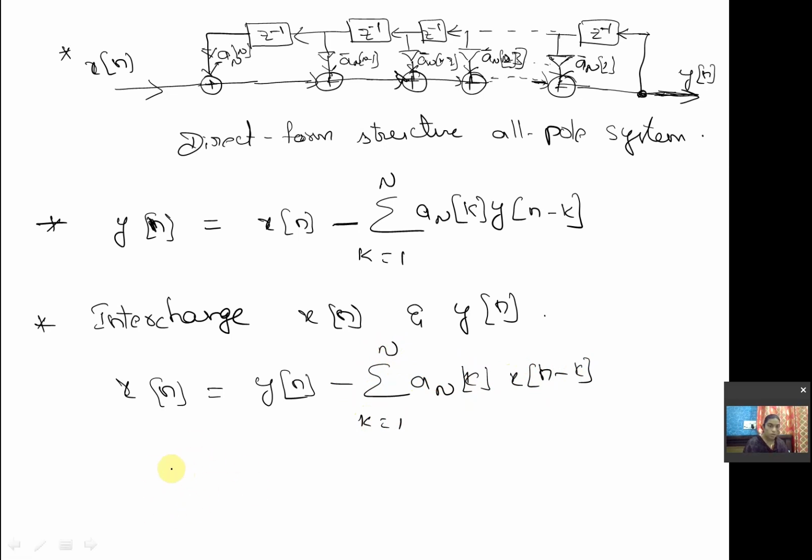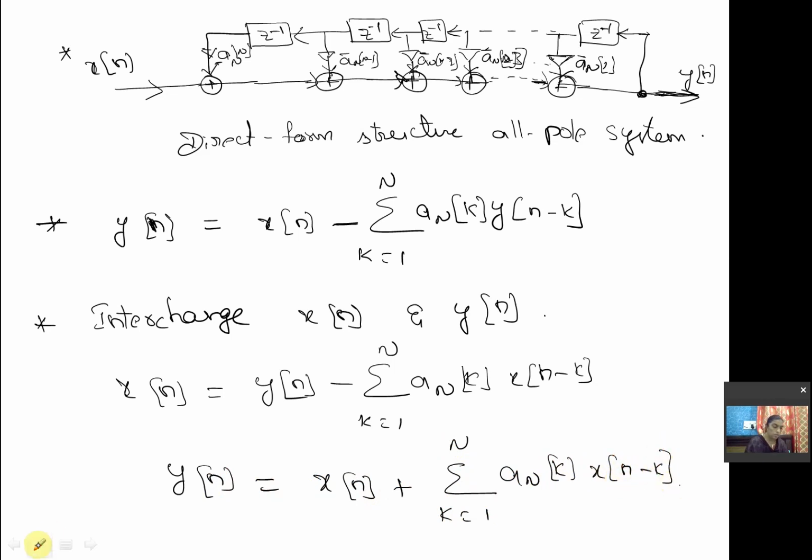Okay, so now here what is the y of n? It is x of n plus summation k equals 1 to n of a n of k x of n minus k. Now what is the h of z from this? That means, of course, you know that this one describes an FIR system. Am I correct? It depends only on the present input and past inputs.